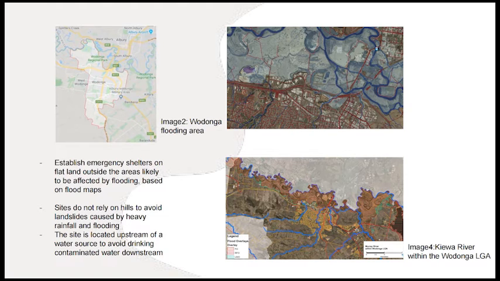The affected area is mostly around the river, and the affected area is nearly 70 kilometers. It's not recommended to rely on any mountain, to avoid landslides caused by heavy rainfall and flooding. So it relies on the upstream area of water sources to avoid contaminated drinking water downstream.